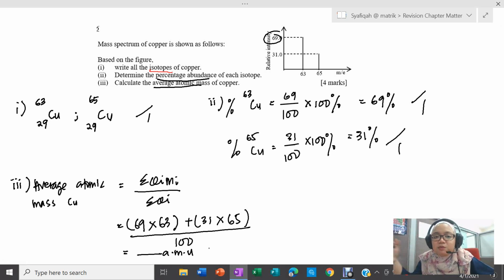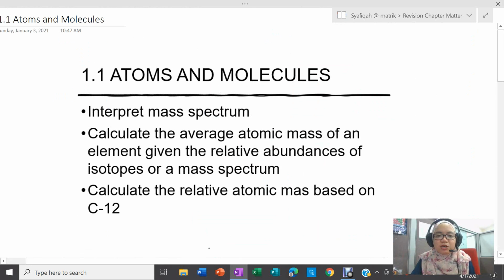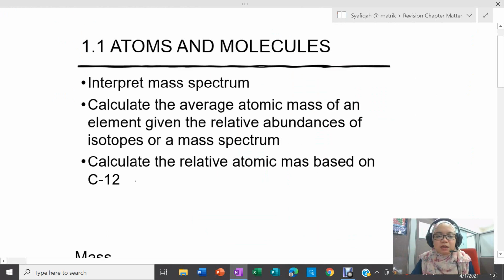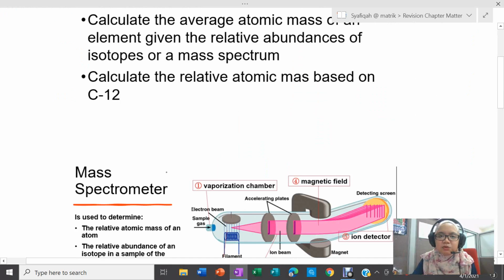Okay, katakanlah soalan boleh tanya juga. Okay, kalau soalan 3 ni dia tukar soalan. Dia kata calculate the relative atomic mass of copper. So, what's the difference between relative atomic mass dengan average atomic mass? Okay, perasan tak tadi kita punya learning outcome dia kata apa? Calculate the relative atomic mass based on carbon 12. Macam mana tu? Macam mana kita nak compare dengan carbon 12?